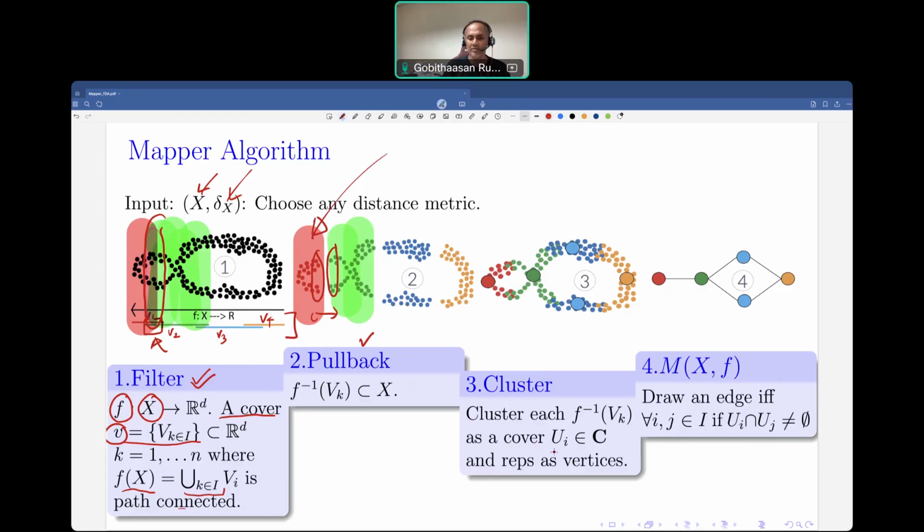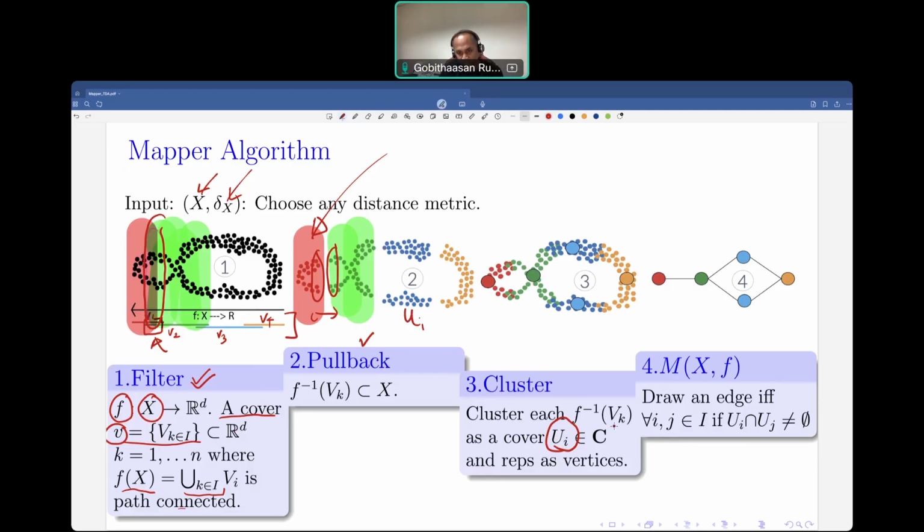Now, first of all, the pullbacks we denote as U_i. The cover was V_i. The pullbacks are all these U_i. So for each U_i, you do clustering.